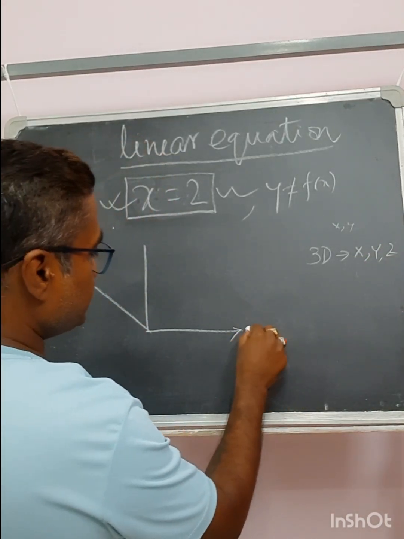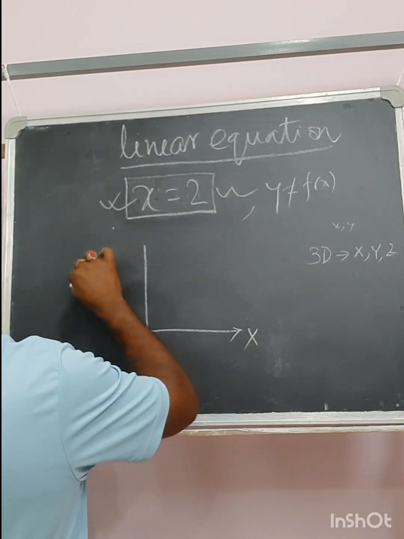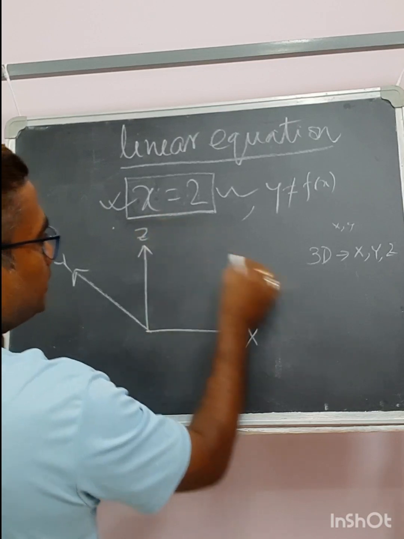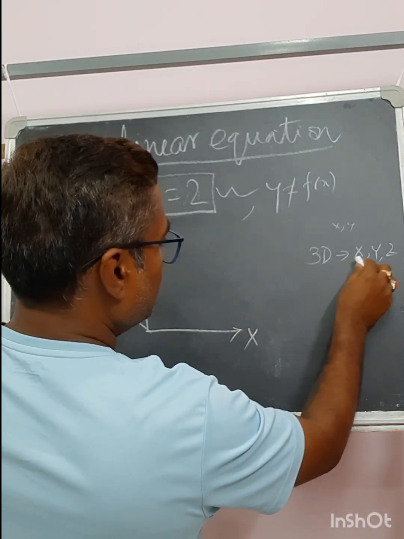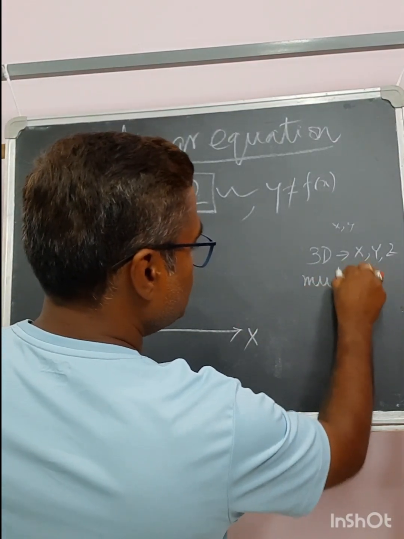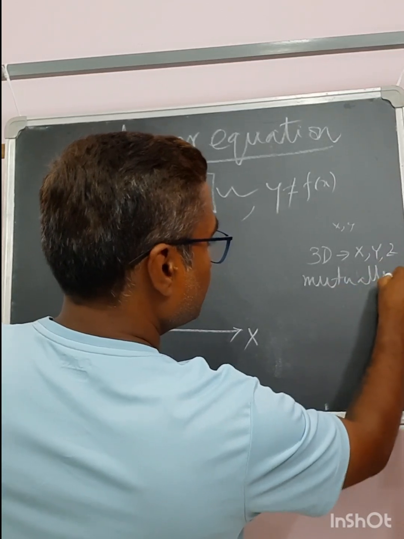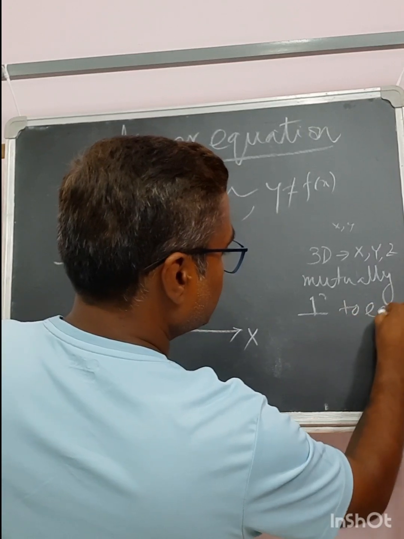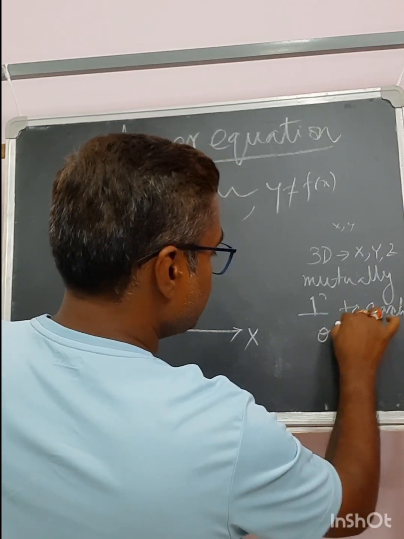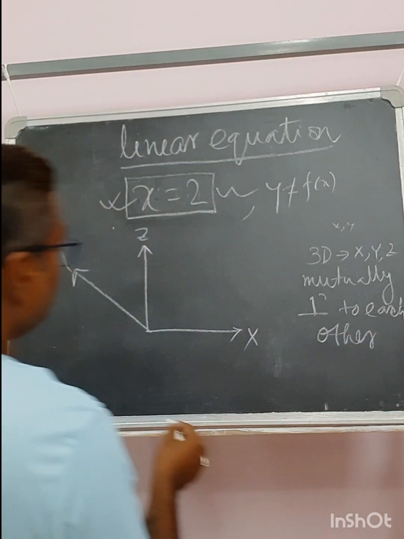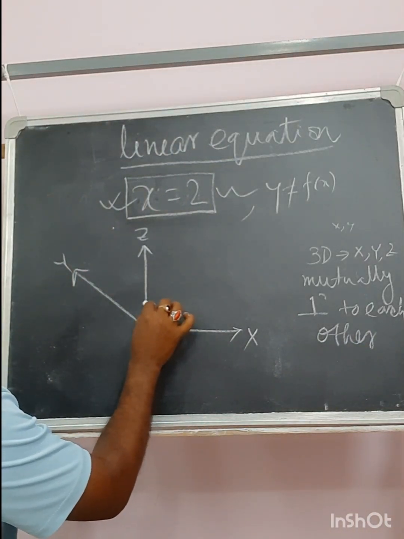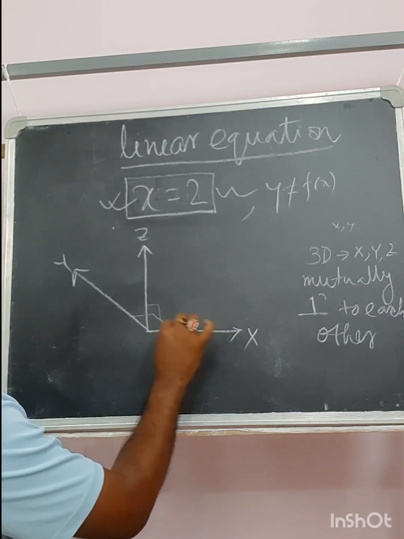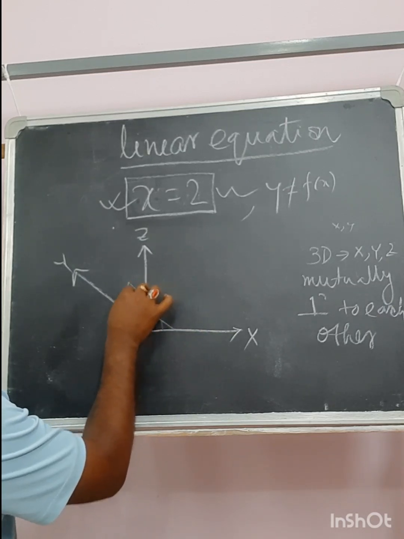So if I take this as x and this as y and this as z, they are mutually perpendicular to each other. These axes are drawn in such a way that they are perpendicular. So that means x and z will be at 90 degrees. If I take this also a 90 degree and this also a 90 degree.